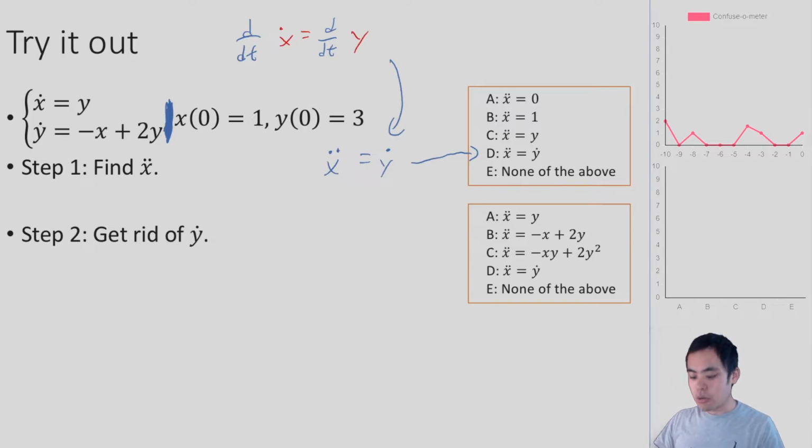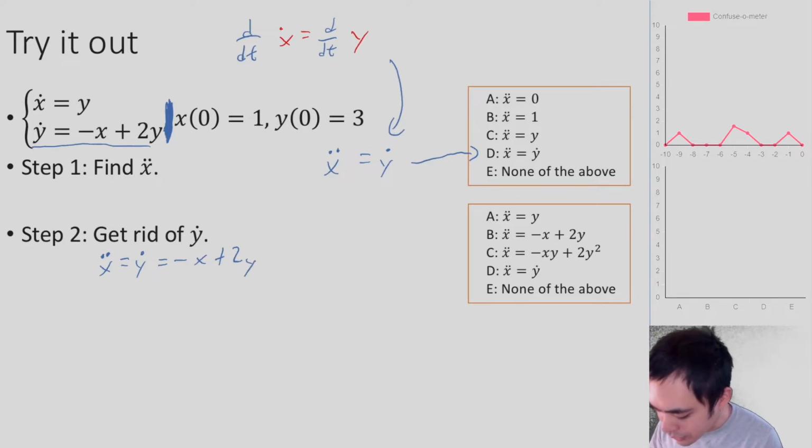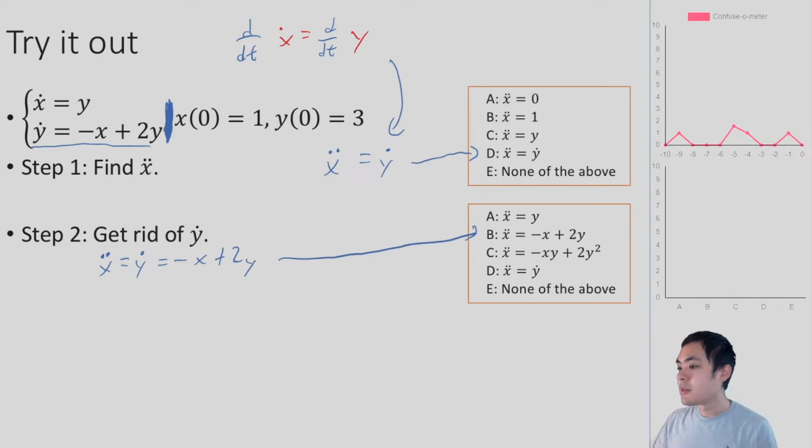Okay. So now the second thing is we're going to get rid of the y dot. So which of these is it equal to now? So what we had is x double dot is equal to y dot. But we already know what y dot is. So that's equal to minus x plus 2y. And so that is B right here, which it does look like people have been replying. Okay, so all these steps make sense, right?